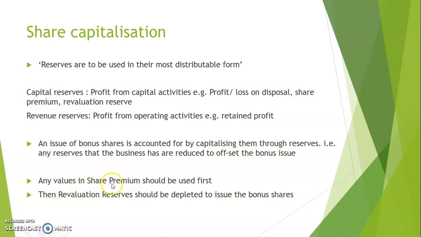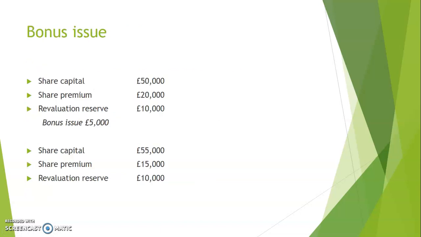So any values in share premium, the rules for limited company accounts are that if you have share premium, and you've sold shares above par value, use the share premium first as an offset and then move to revaluation reserves. Okay, let's have a look at an example because this is where it will make sense to you. So a company has share capital of 50, share premium of 20, and a revaluation reserve of 10. And what they've decided is to issue a bonus issue of £5,000.